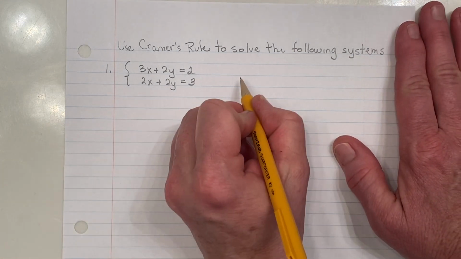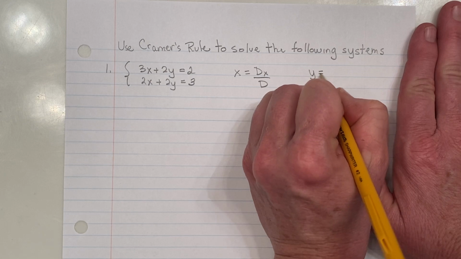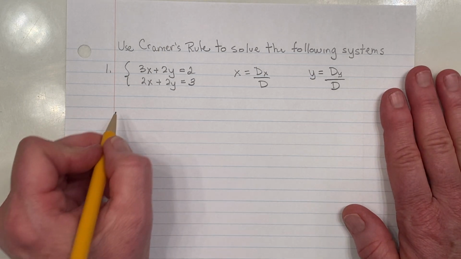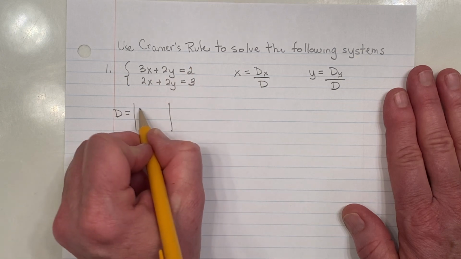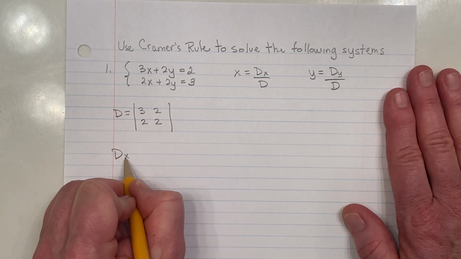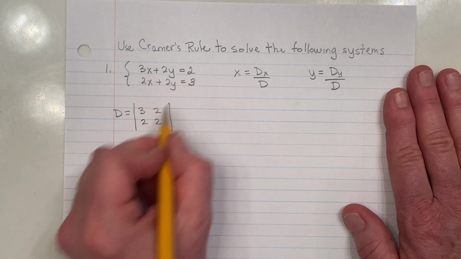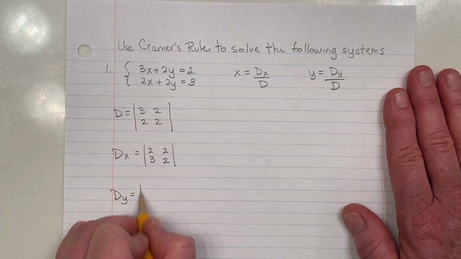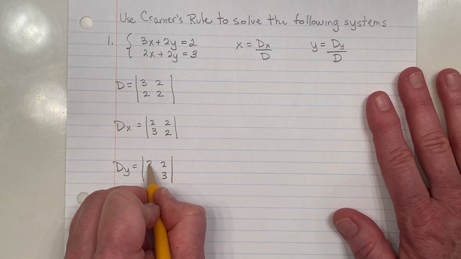All right, so I'm solving for x and y. So the first thing I do is I build my little equations here. They help remind me what I need to find. So I need 1, 2, 3 determinants. So the D determinant contains the coefficients, so 3, 2, 2, 2. I need D subscript x and D subscript y. So x column gets replaced with 2, 3, and I keep the 2 2's here. And likewise dy. Replace the y column with the answers 2 and 3. Keep the x column of 3 and 2.